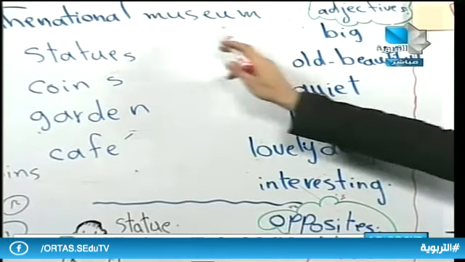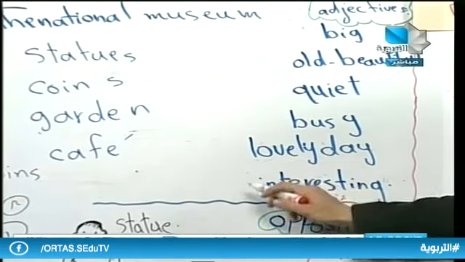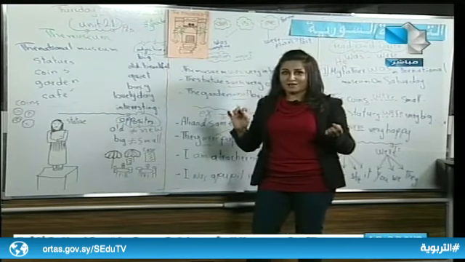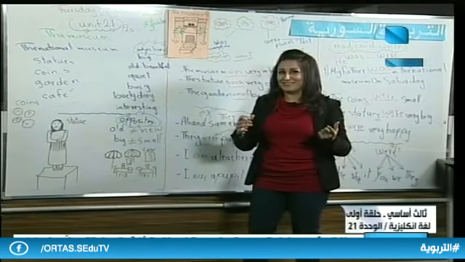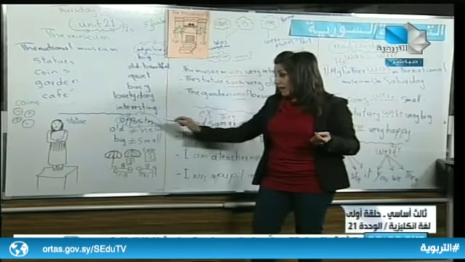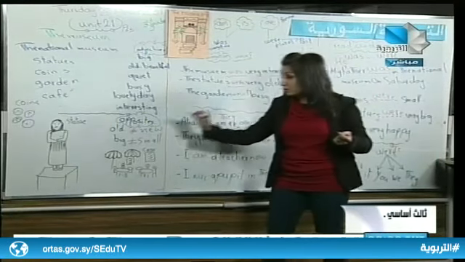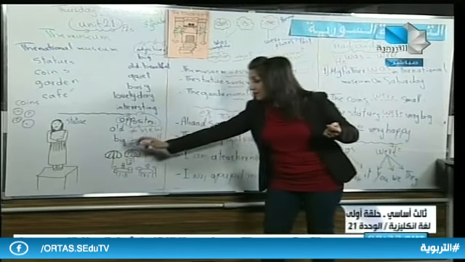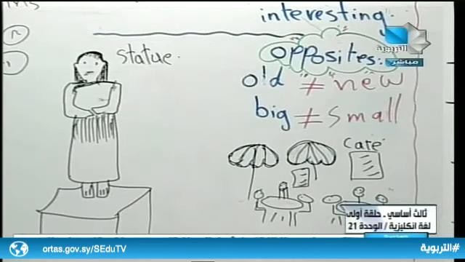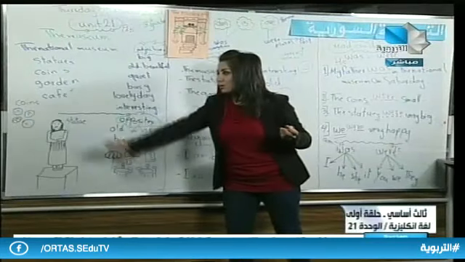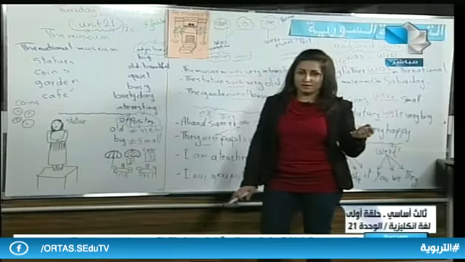So the National Museum was very interesting. Very interesting. As an English lesson, I think it's very interesting. So the National Museum is very interesting. Okay? And we talked about the opposite. I want you to keep in your mind old, opposite of new. Big, opposite of small. Okay? This is the cafe, and this is the statue, and these are the coins.